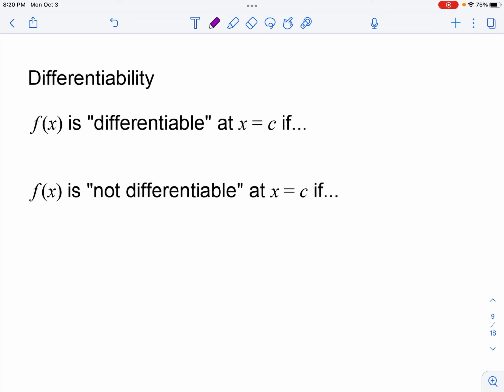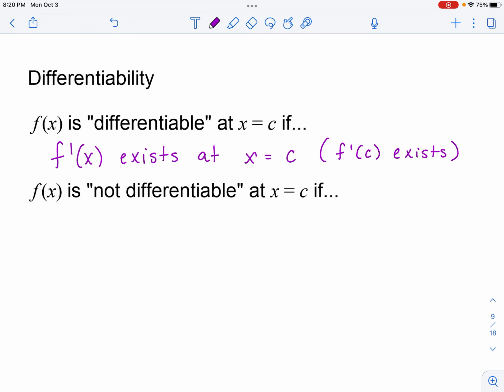So f of x, a function, is differentiable at x equals c if f prime of x exists at x equals c, meaning f prime of c exists, okay? So if you can find the derivative and plug this particular c value in and get a result, that means you're differentiable at that point, okay? So how is something not differentiable?